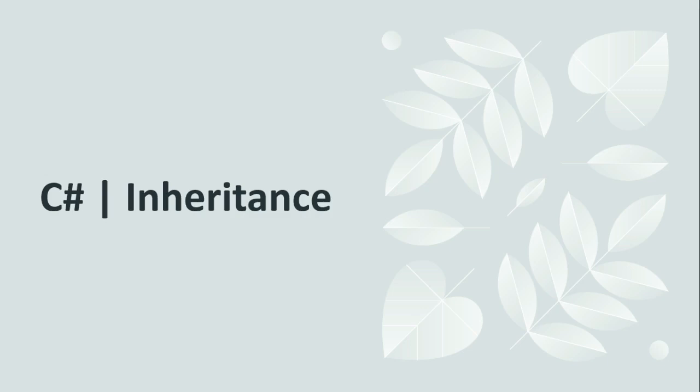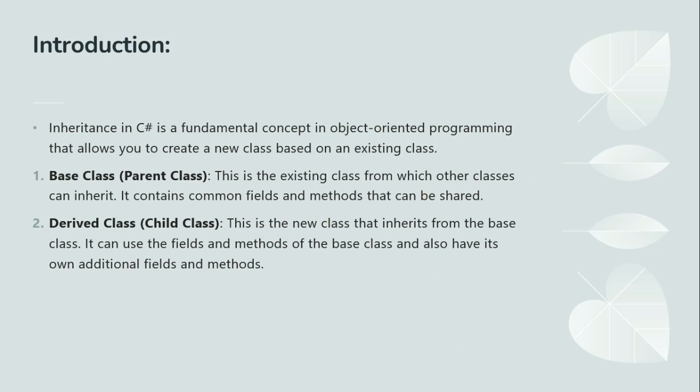Hello developers. In this video we will learn about inheritance. Inheritance in C# is a fundamental concept in OOPS that allows us to create a new class based on an existing class. So basically in inheritance we have a base class, or we can call that a parent class also. That will be an existing class from which other classes can inherit.